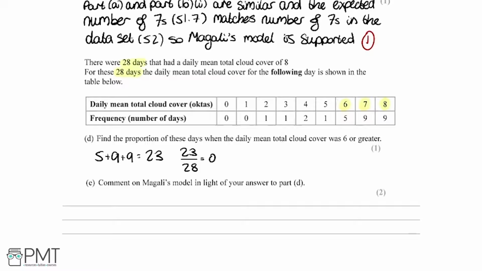And that equals 0.82142..., which equals 0.821 to 3 decimal places. And we're going to get 1 mark here for getting the correct proportion.